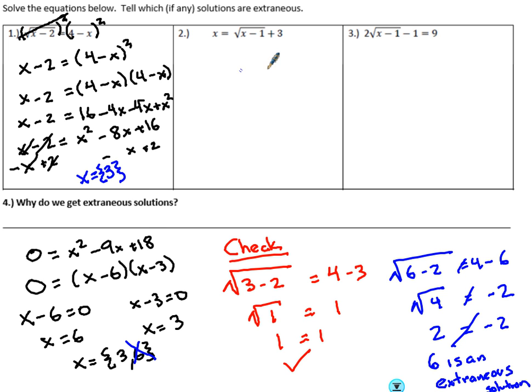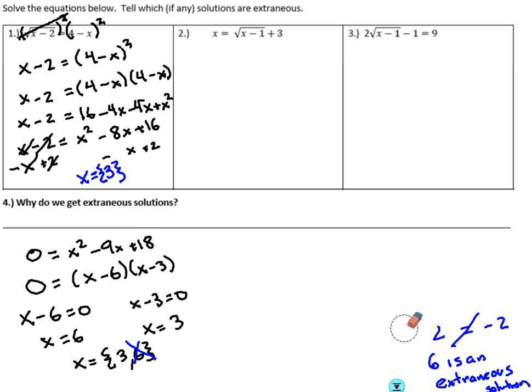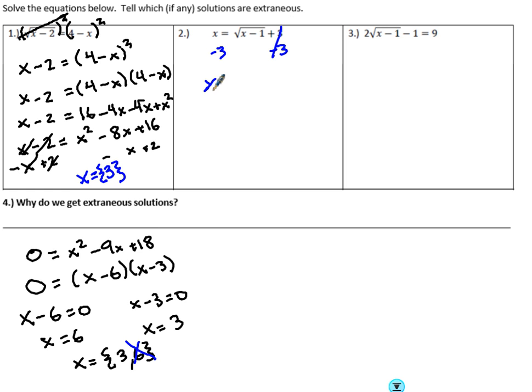For number 2, the equation is not set equal to the square root. We haven't isolated the square root in number 2. So the first step in number 2 is make sure that we isolate the square root. So we subtract 3 from both sides to isolate the square root. This way on the left side we're left with x minus 3, and on the right side we have the square root of x minus 1.